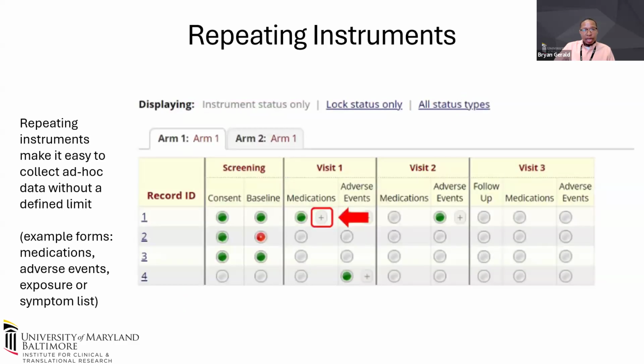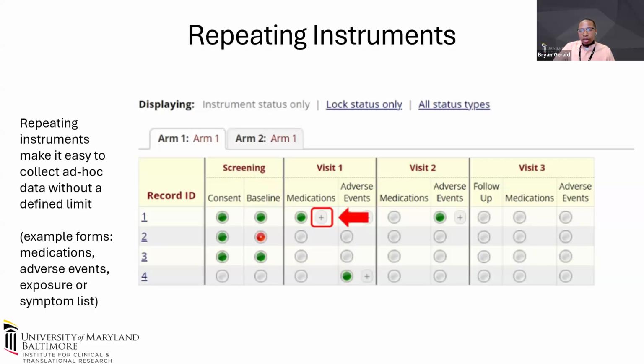And related to that, we have repeating instruments. So repeating instruments makes it easy to collect ad hoc data when there is no predefined limit on how many times the information may be needed to be collected. This is more useful in situations where participants may have zero, one, or many entries of the same type of data. So instead of creating multiple versions of a form, the same instrument can be completed repeatedly for the same participant. So common examples of this may be medications, adverse events, exposures, or symptoms lists, where you just need to collect it many times, or just 1 time, 2 times, or 5 times.